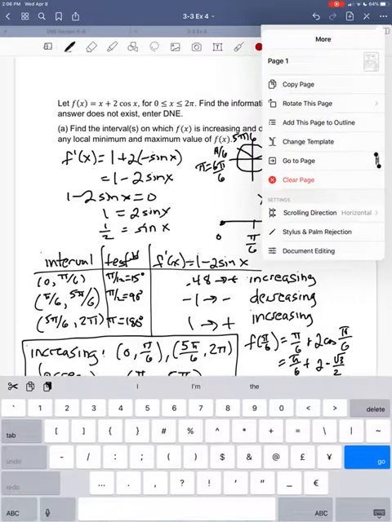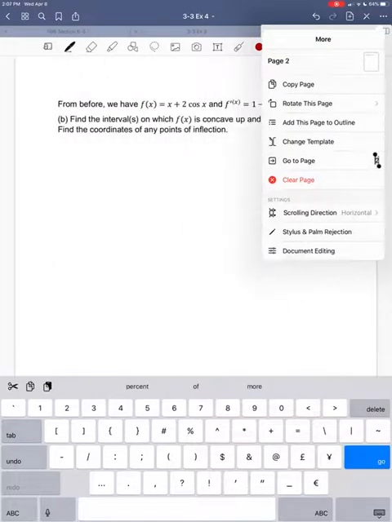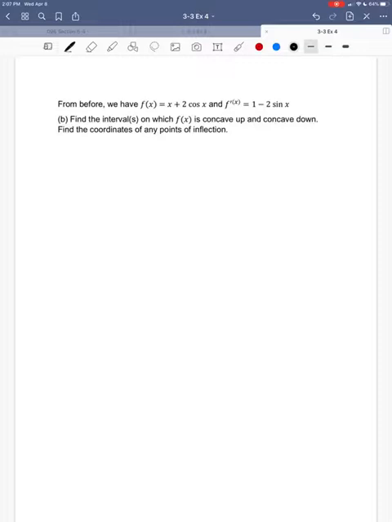Now, if I go to the next page, we're supposed to find where this is concave up and concave down. To find where the function is concave up and concave down, I need to look at the second derivative. And so I look here, just what we'd had before. This was the first derivative, so I'm just going to have to take the derivative of that. So I'm going to get the second derivative, f double prime of x.